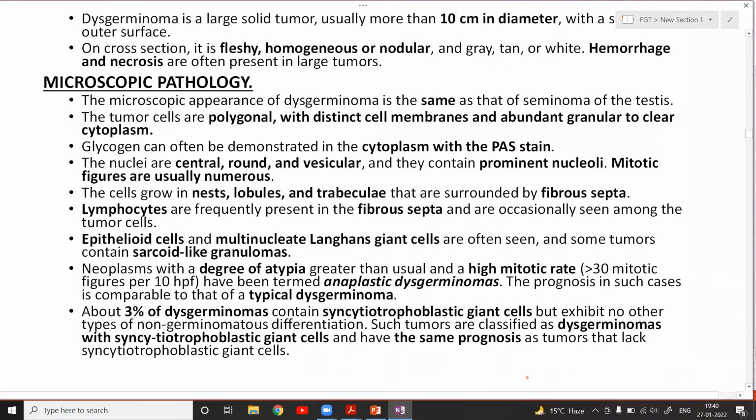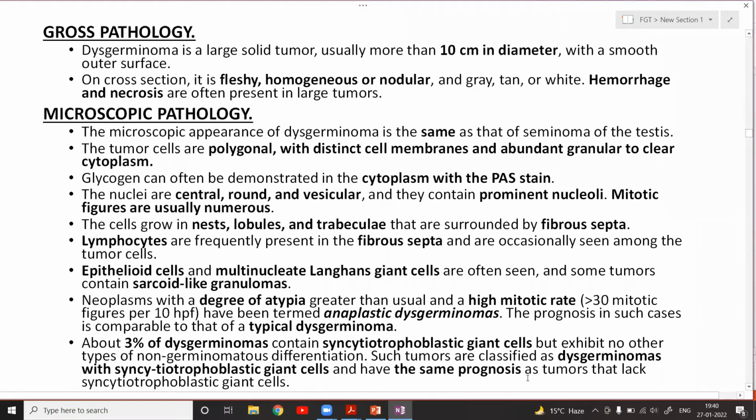So coming to the gross and the microscopic picture, as it is a malignant ovarian tumor, it will be large in size. It is a large solid tumor measuring 10 centimeters in diameter. On cross section, they are fleshy, homogeneous or nodular. But remember, hemorrhage and necrosis will be common because it is a malignant tumor.